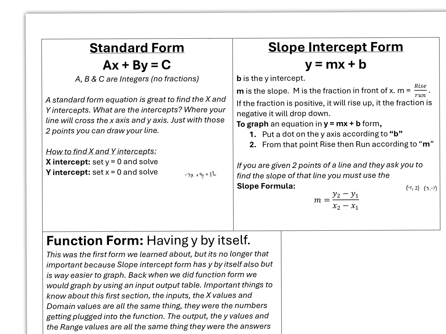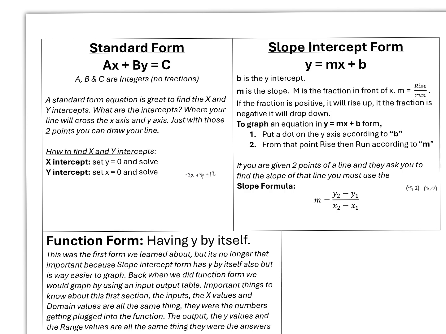They both have y by themselves, but understanding slope-intercept form will help you graph because there's more detail than just having y by itself. The number in front of x, the fraction in front of x, is a slope, and the b value is the y-intercept, okay?